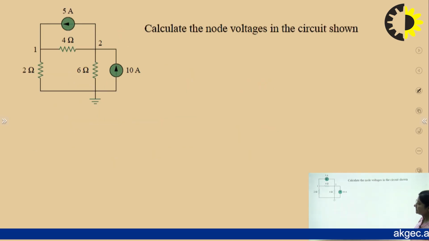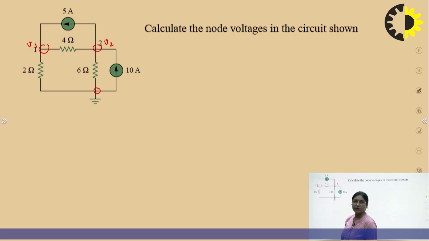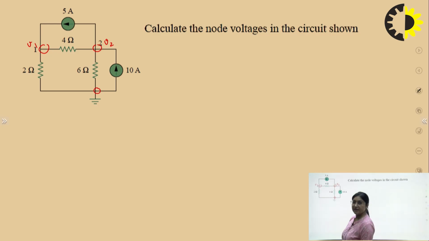So, first see this circuit. This circuit consists of two nodes. This is node 1 and this is node 2. Let's say node 1 has voltage V1 and node 2 has voltage V2. And see, this node is the reference node. The reference node has the voltage 0 or ground. So now the first step is we select a reference node and give voltages to the non-reference nodes. Now, apply KCL to non-reference nodes.